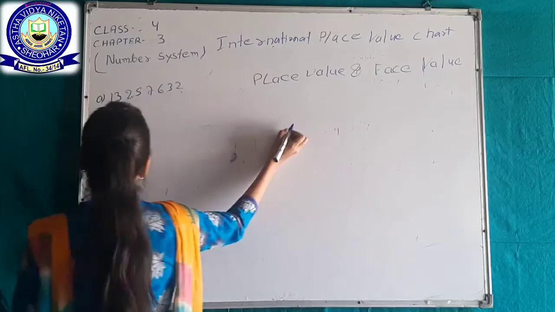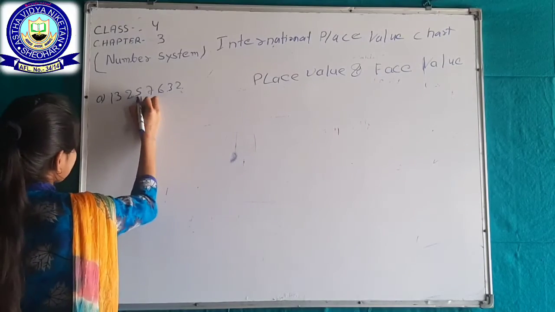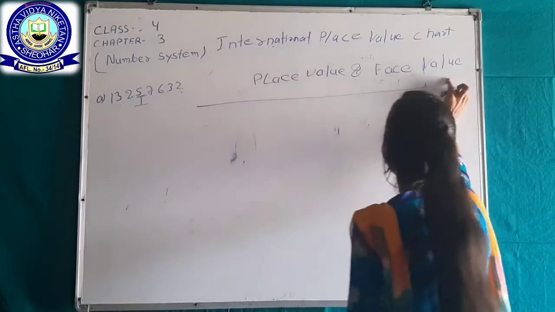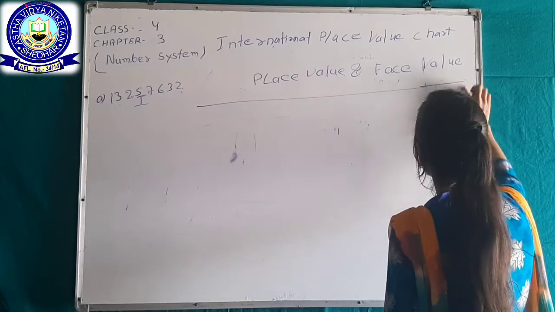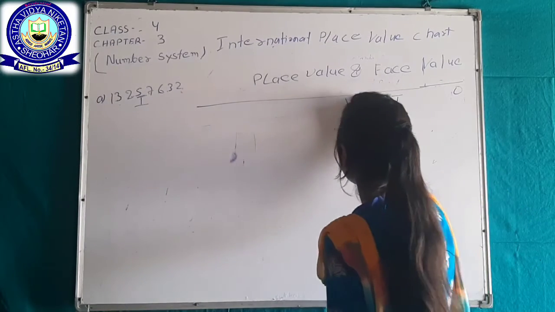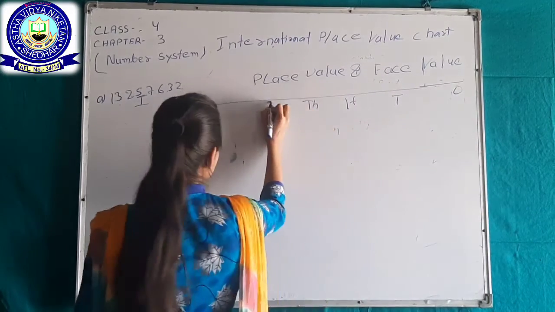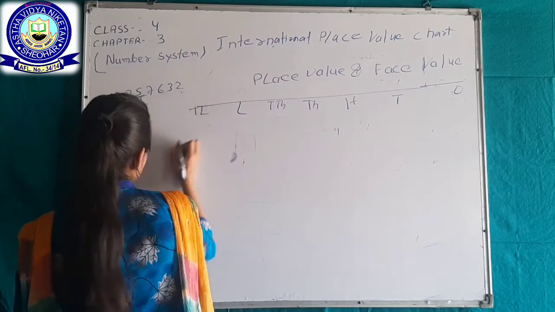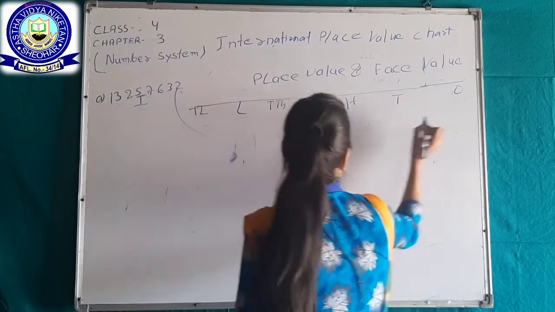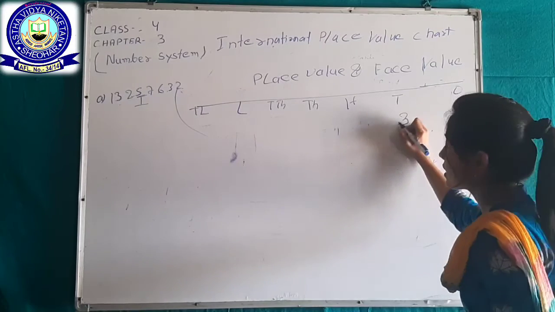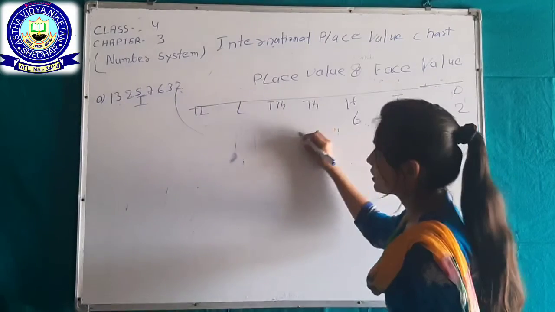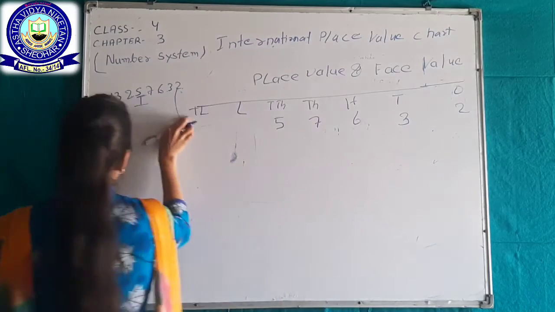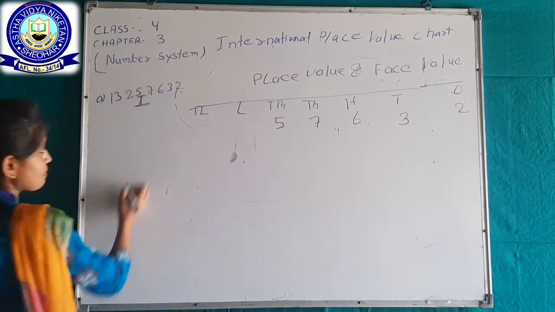You have to find out the place value of this 5 in this number. First of all, you draw a place value chart: ones, tens, 100, 1000, 10,000, lakhs and 10 lakhs. Here is 2 for ones, 3 for tens, 6 for 100, 7 for 1000 and 5 for 10,000. You have to find out the place value of this 5.